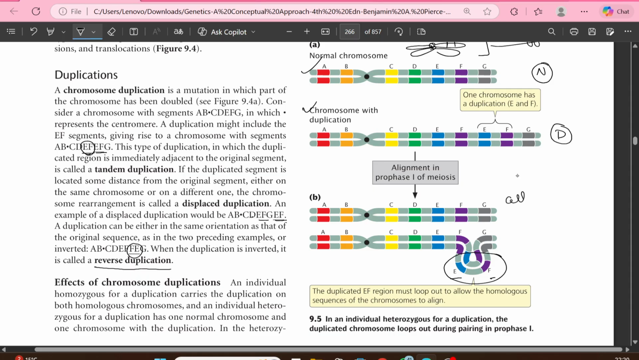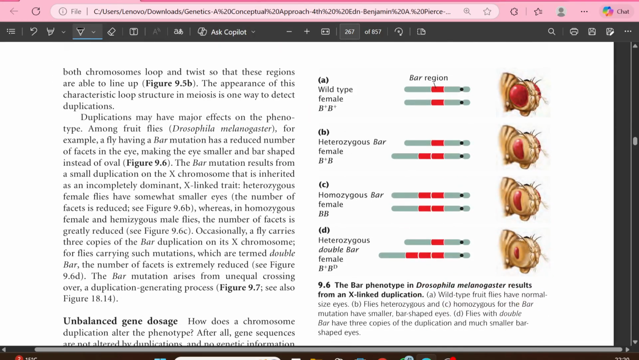So now this is your cellular marker. Whenever in the cell during the prophase 1 stage, if you see that there is a loop on the chromosome, that means that chromosome consists of certain duplications. So this can occur in the duplication also.